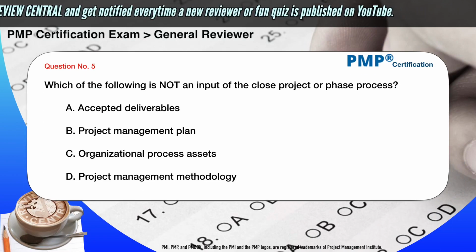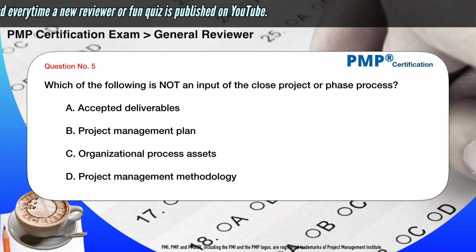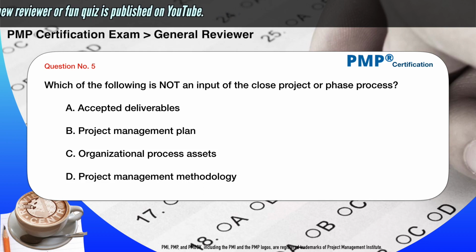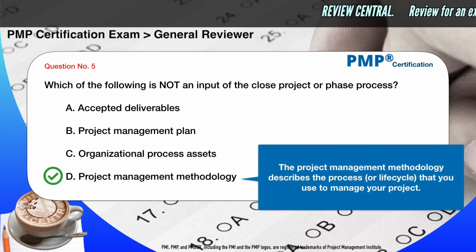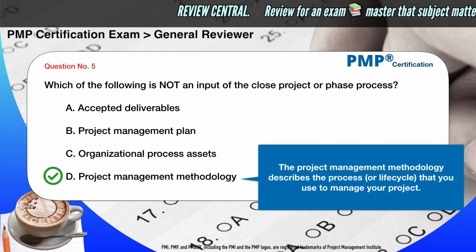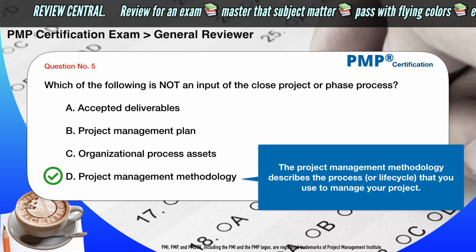Which of the following is not an input of the close project or phase process? A. Accepted deliverables. B. Project management plan. C. Organizational process assets. D. Project management methodology. The correct answer is D. Project management methodology. The project management methodology describes the process, or life cycle, that you use to manage your project.